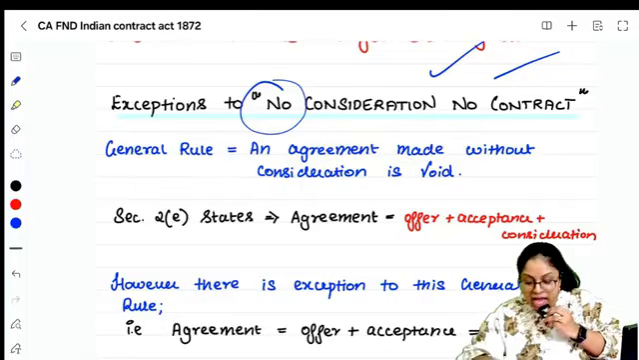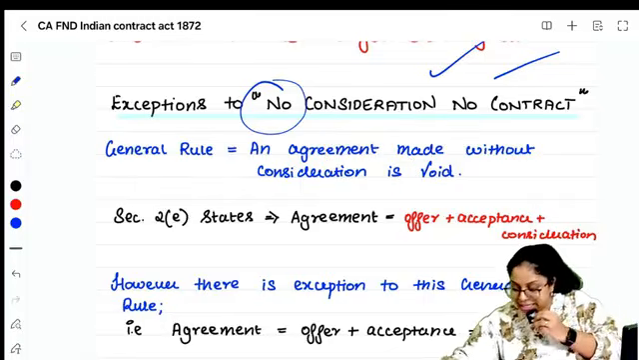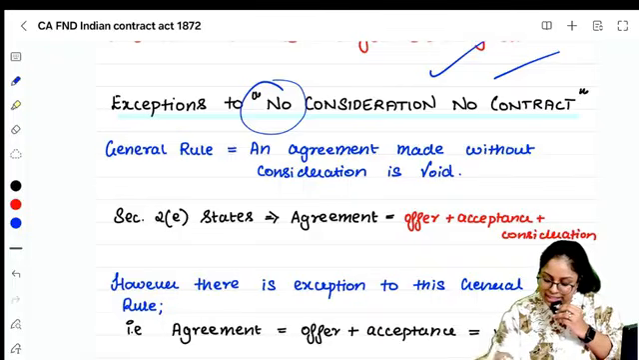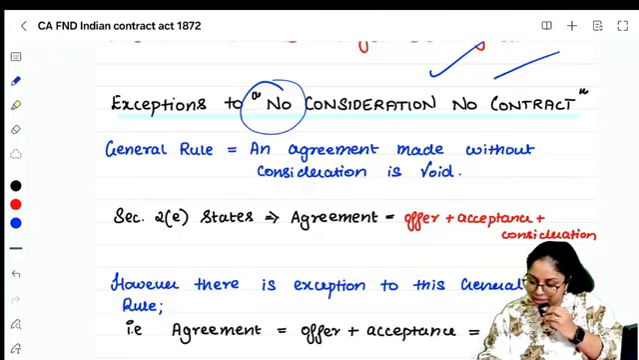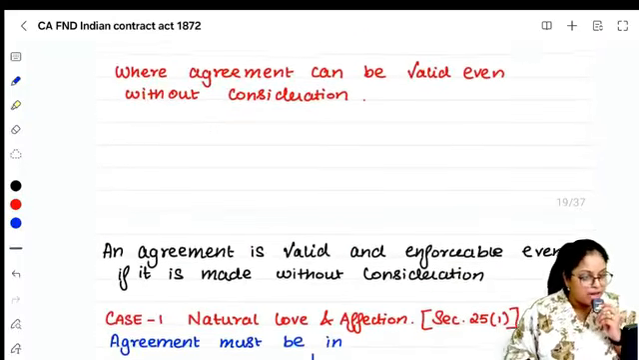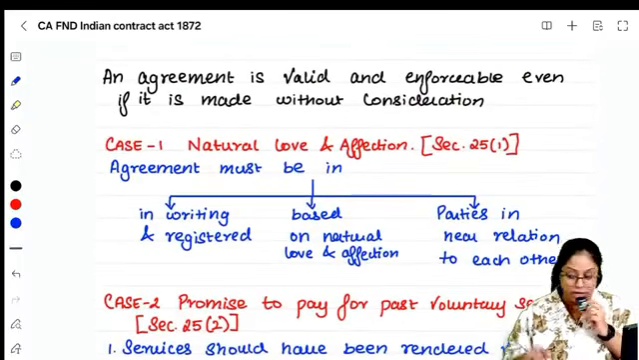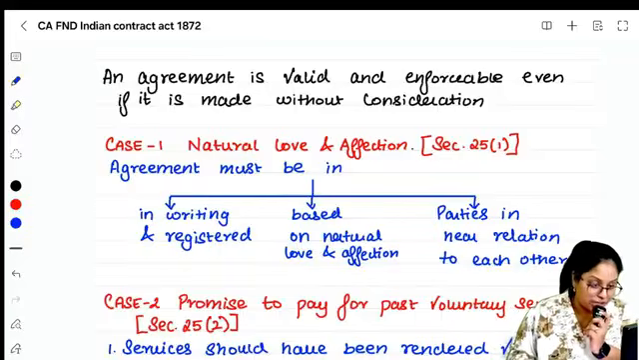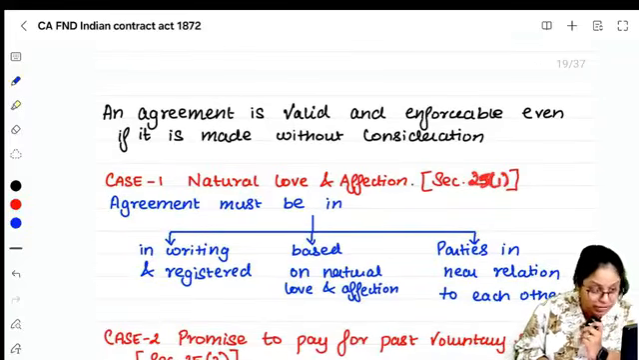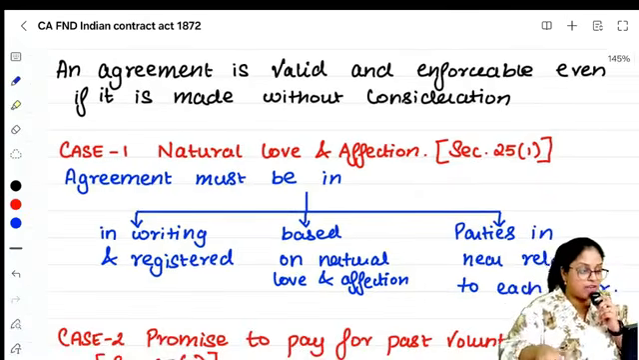These are cases where there is no consideration, still it is a valid contract. Is that clear? Okay, can we read the first one? First exception, section number 25. I'll make you remember with the subsection number. This is 25(1). 25(1) is when the contract is of natural love and affection.